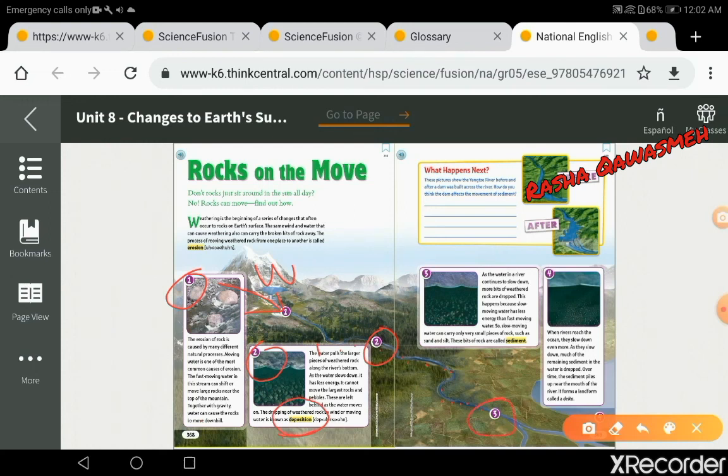Number 3, in fact, will be deposition. The sediments will be deposited here. And number 4, when rivers and oceans slow down, the remaining sediments will settle and form a landform that is called a delta, in number 4.